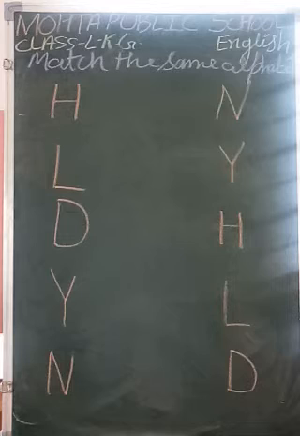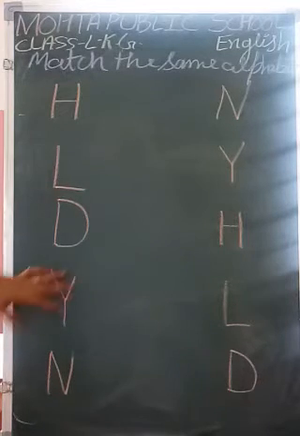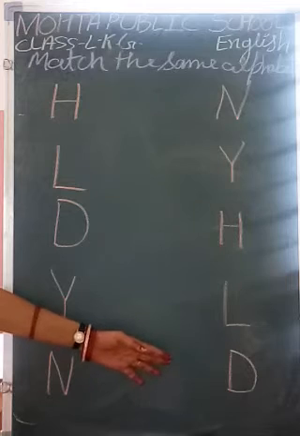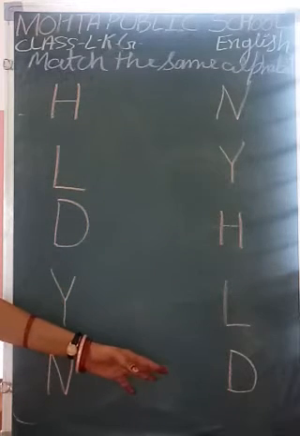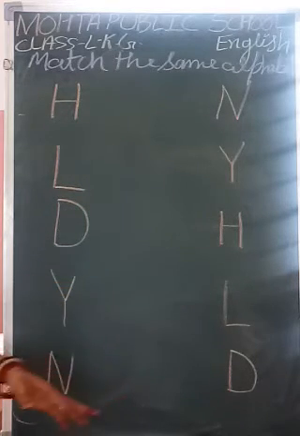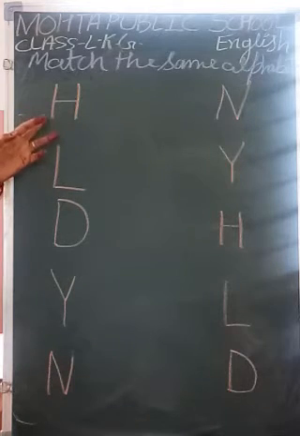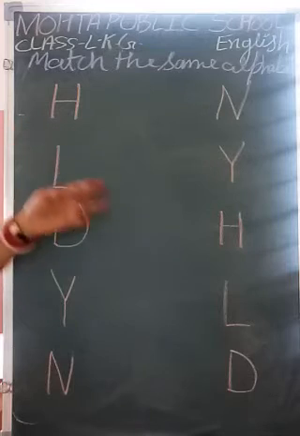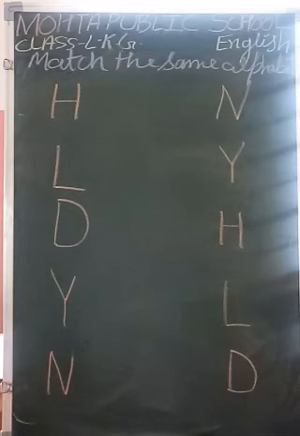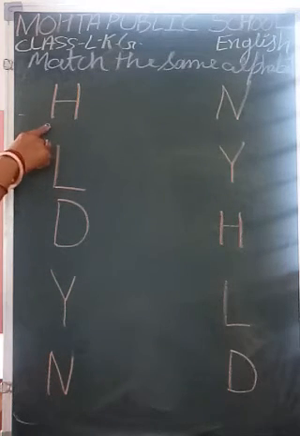I wrote down here alphabets H, L, D, Y, L. And same alphabet I wrote down here in front of these alphabets, but their sequence is changed. So you identify alphabet and we will match right alphabet, same alphabet. So what is this alphabet?